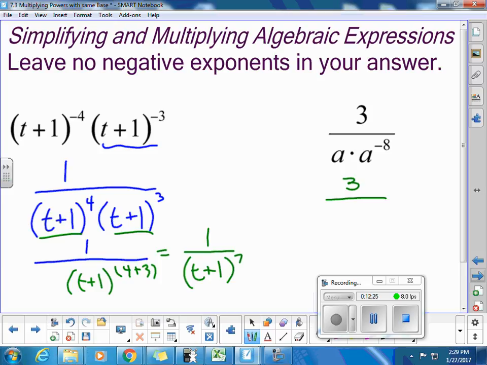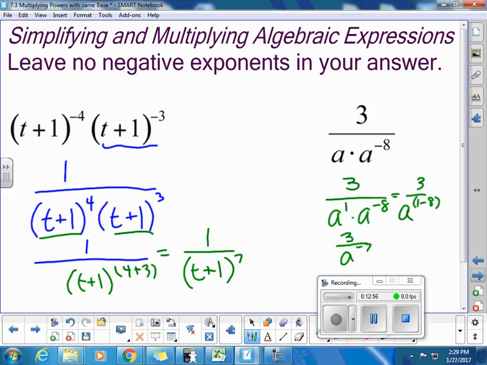This, all right, I want to move ahead and give you the next bit of information, but I'm not supposed to. So let's just look at this. It would be a to the 1 times a to the negative 8th, which equals 3 over a to the 1 minus 8, which is 3 over a to the negative 7th.